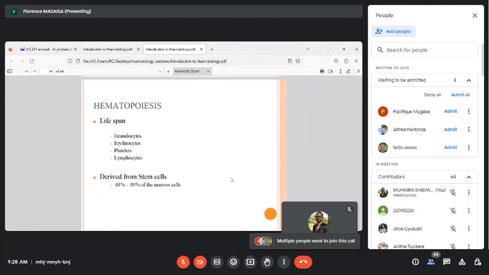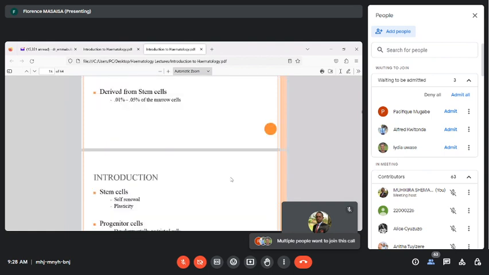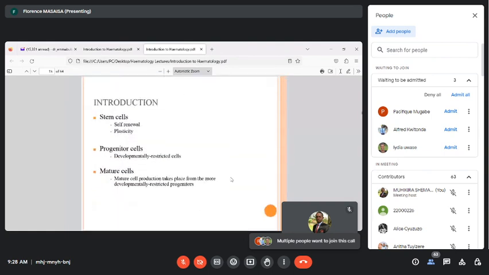But the origin starts from the stem cells, which occupy 0.01% to 0.05% of the marrow cells. So that's the quantity. They have the capacity of self-renewal and plasticity. Stem cells will develop into progenitor cells, which are cells that are developing but are restricted to one type of cell.